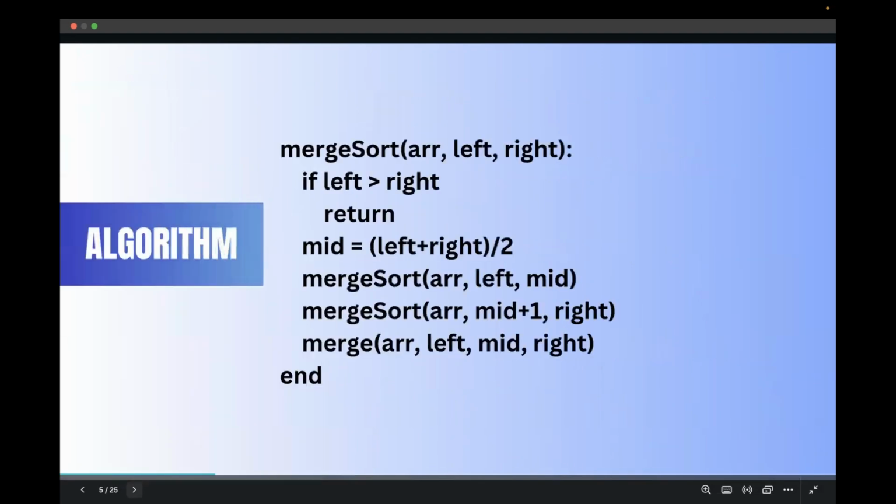Now let's have a glance over the algorithm of merge sort. The pseudocode for merge sort starts by recursively dividing the array into two halves until each subarray contains a single element. Then it merges the two sorted halves by comparing elements from both halves and placing the smaller one into the original array. This merging process continues until the entire array is sorted. The key steps are dividing the array, sorting each half, and merging them back together.